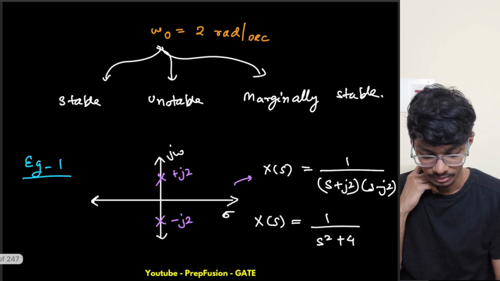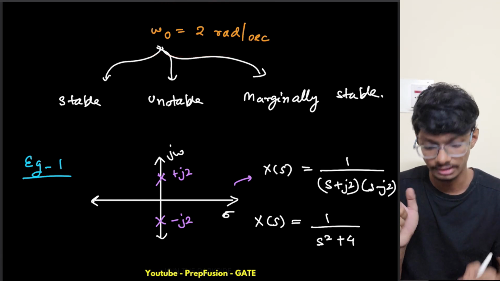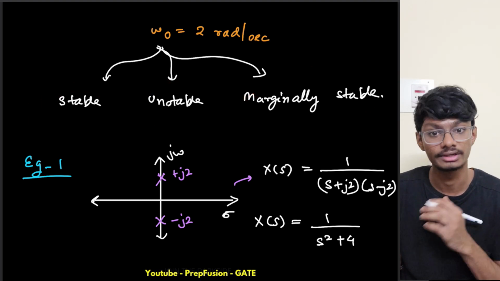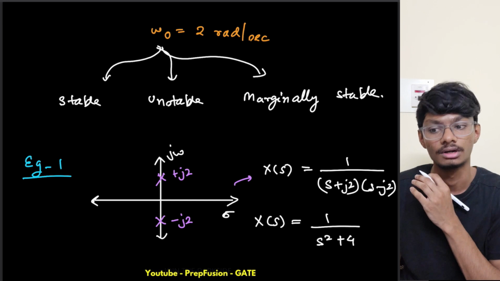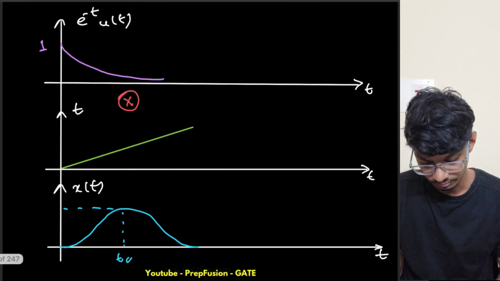For marginally stable, when there is a frequency of oscillation in a signal, the signal may be stable, unstable, or marginally stable depending upon the real component, where that real component of the pole is present. All those things we did.